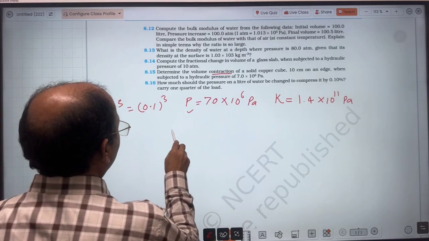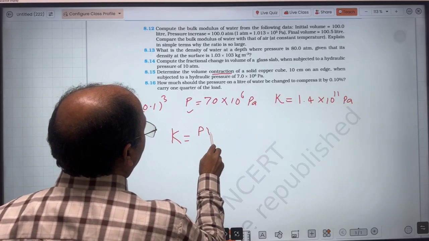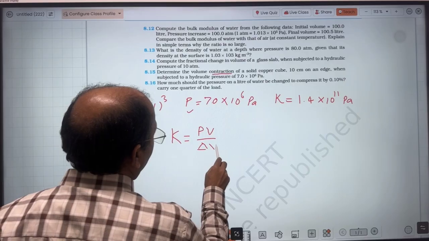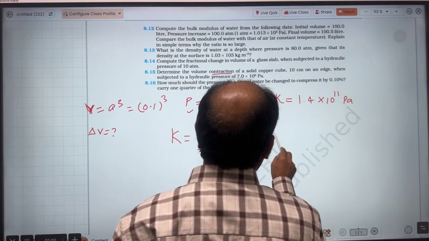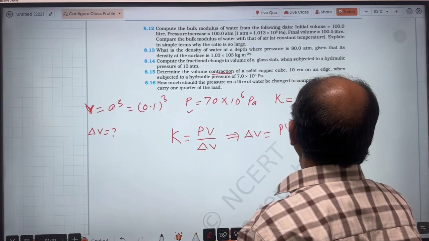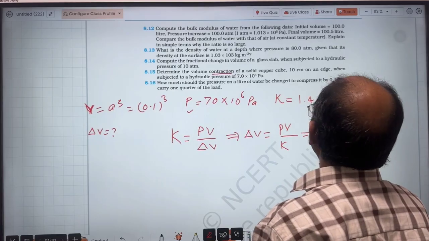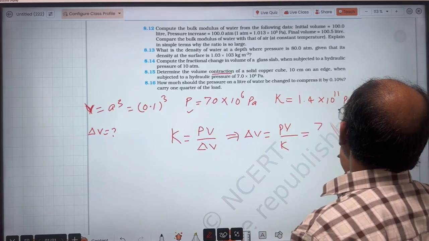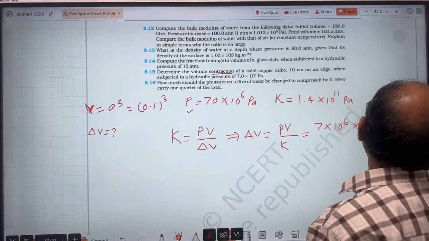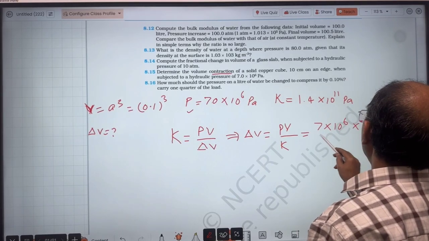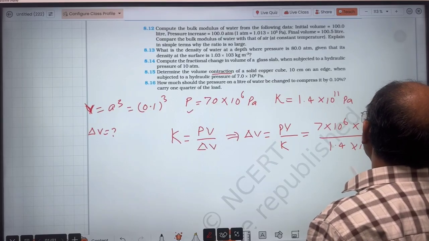And what is the formula? So formula is bulk modulus is given by P into V divided by delta V, and the delta V will become how much? Delta V equal to PV upon K. Pressure is given as 7 into 10 to the power 6. Volume is given as 0.1 whole cube divided by bulk modulus, which is given as 1.4 into 10 to the power 11.